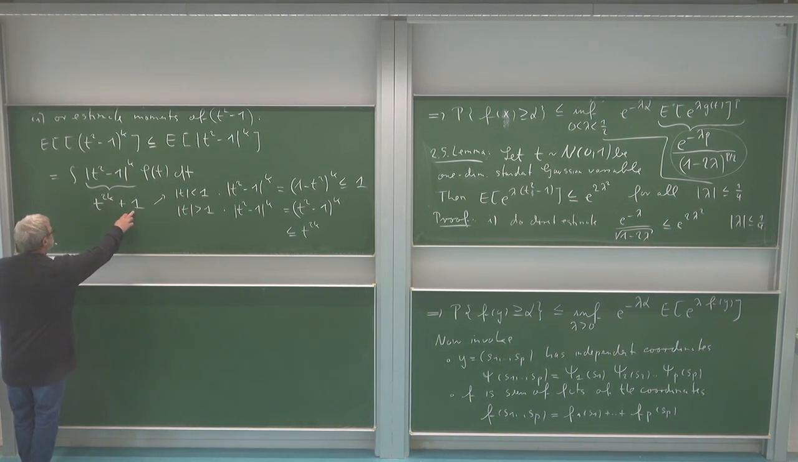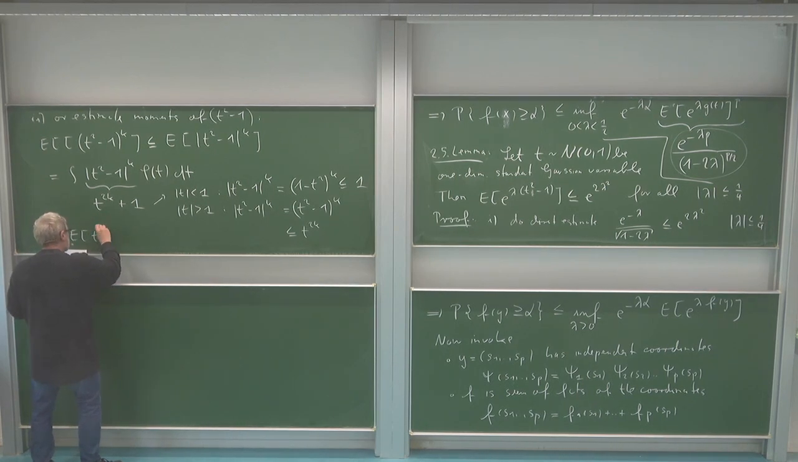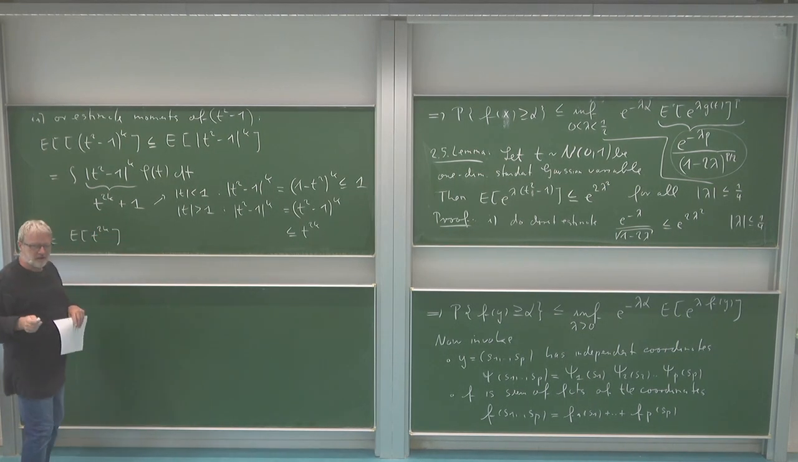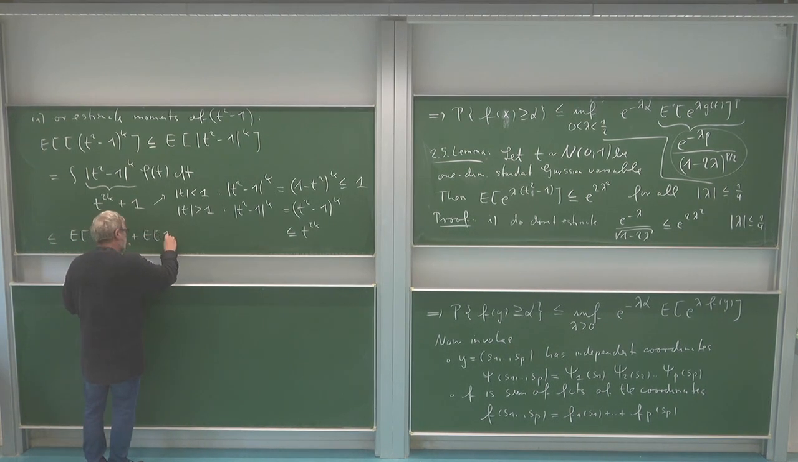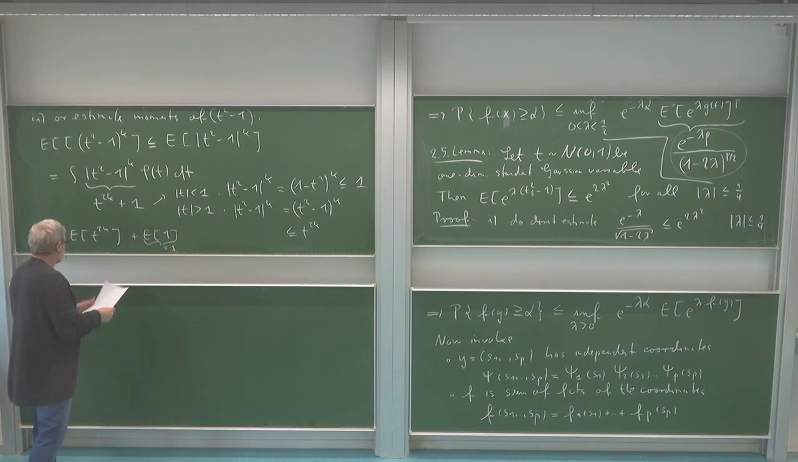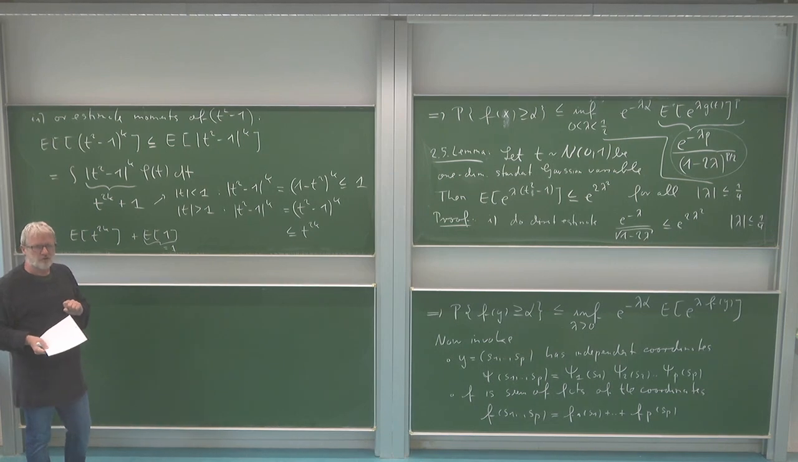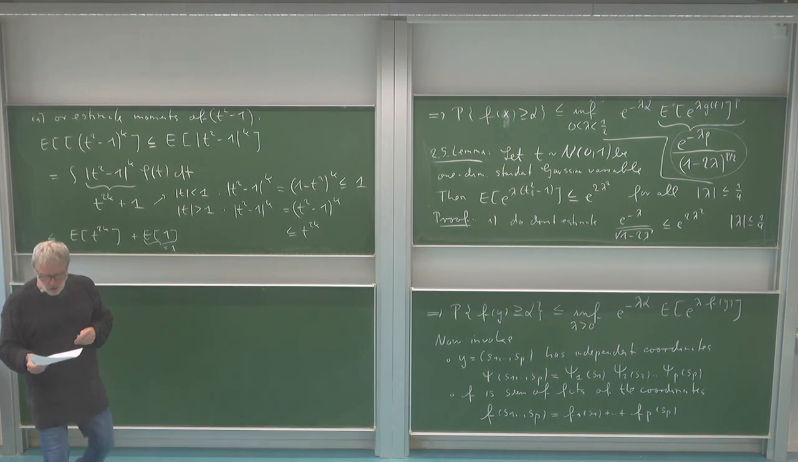Okay, and so this is less than this. So this means the expectation of this is less than the expectation of this. And this is just the 2kth moment of my Gauss variable. And here I have 1. But the expectation of 1 is, of course, 1. And so you see, essentially, I have estimated against the 2kth moment of a Gauss. And this, we know what this is.